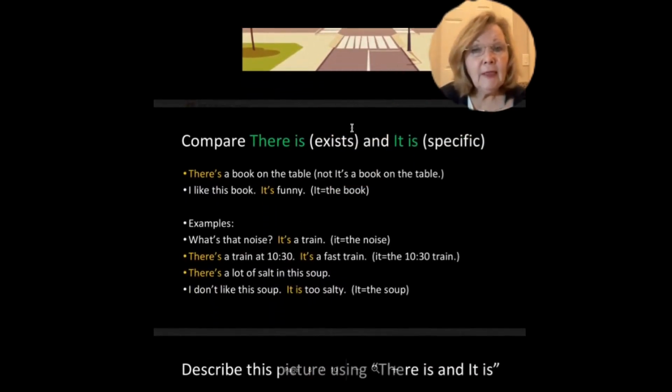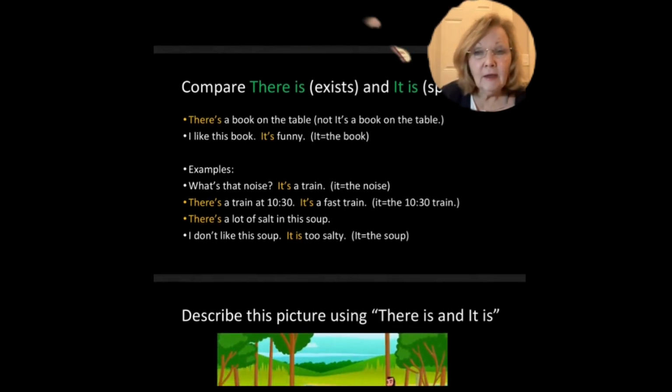Now, when you're comparing there is, meaning something exists or is happening, and it is, we use it is for something that's specific. So for the example, there's a book on the table. We would not say it's a book on the table. You could say, I like this book. It's funny. The book.